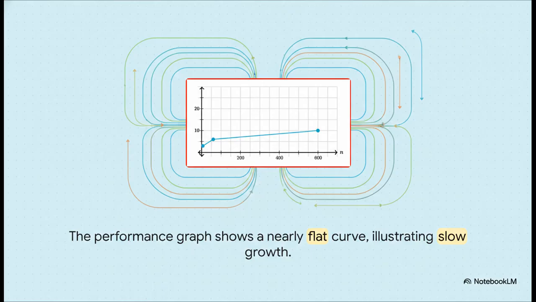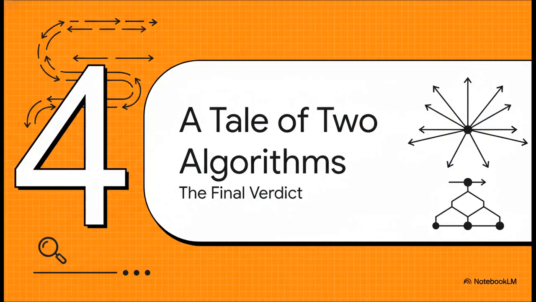And this is what that amazing efficiency looks like on a graph. It's not a steep mountain to climb, it's this gentle, almost flat curve. That means even if the list size explodes into the millions, the amount of work barely even budges. This kind of super slow growth has a special name. It's called logarithmic.